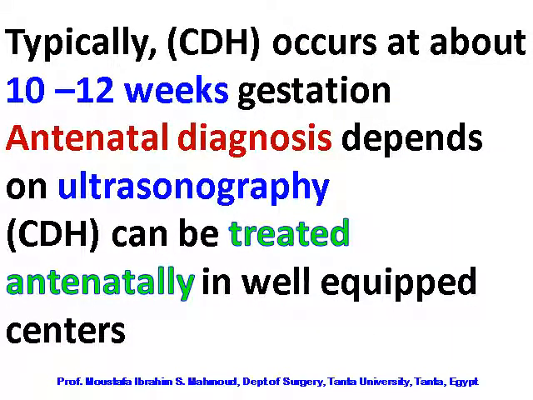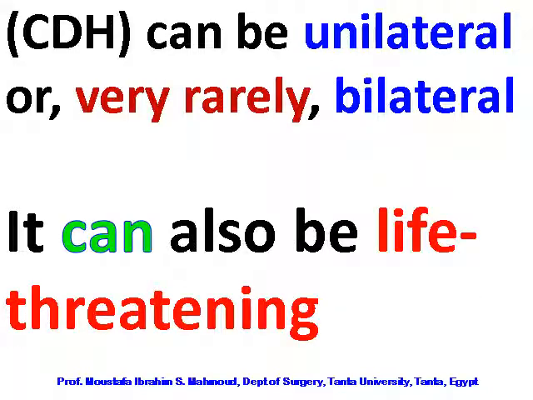Typically, congenital diaphragmatic hernia occurs at about 10 to 12 weeks gestation. Antenatal diagnosis depends on ultrasonography. CDH can be treated antenatally in well-equipped centers. CDH can be unilateral or very rarely bilateral. It can also be a life-threatening problem.